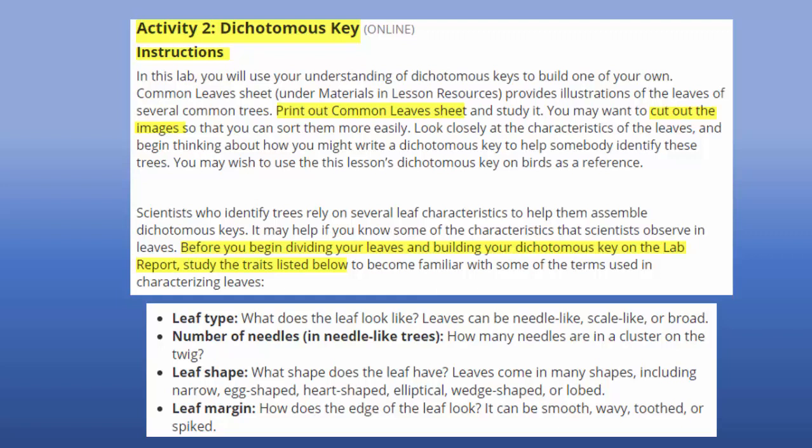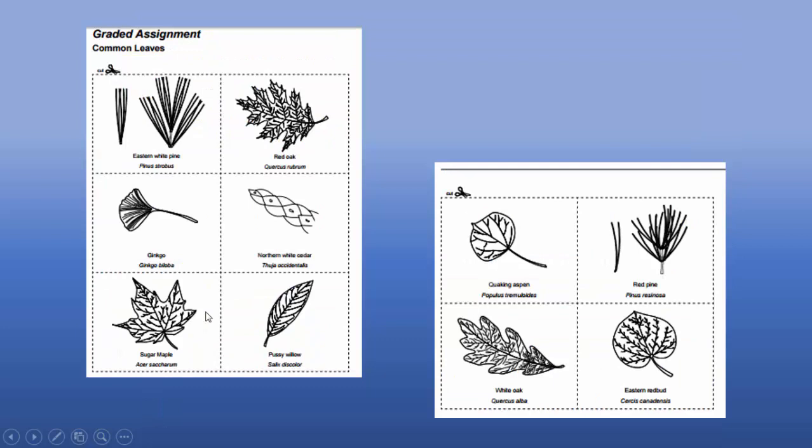But before you begin to divide them and build your dichotomous key on your lab report, study these traits down here below. So, what type of leaf do they have? Do they have needle-like, scale-like, or broadleaves? How many needles are there in the needle-like trees? What's the leaf shape, the leaf margin? So think of all these, and with each one of your leaves, write down as many facts and descriptions, the best detailed description you can for each one of these leaves.